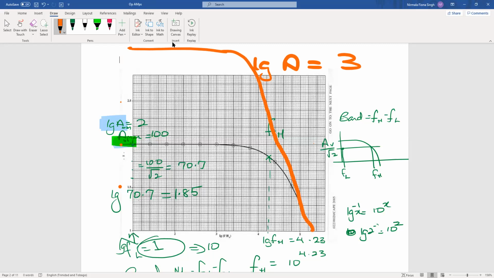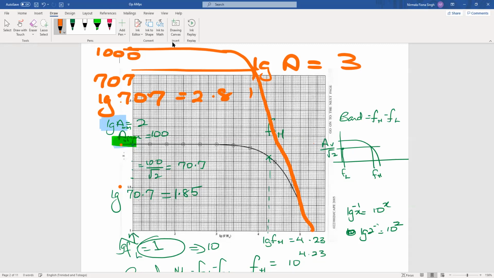down. How will I get my bandwidth? My bandwidth will actually be, if my gain is 1,000, my AV over root 2 will be 707, right? Log of 707 will give me 2.8 or something. All right, so 2.8 will be somewhere here.